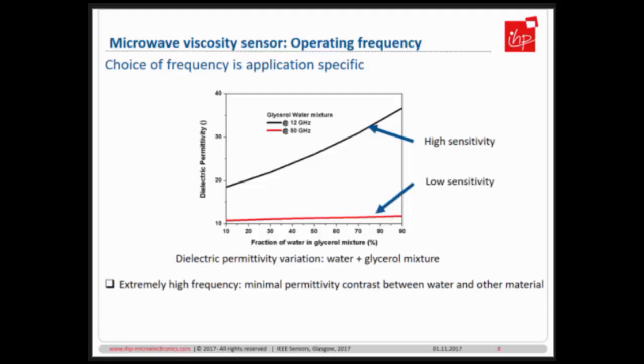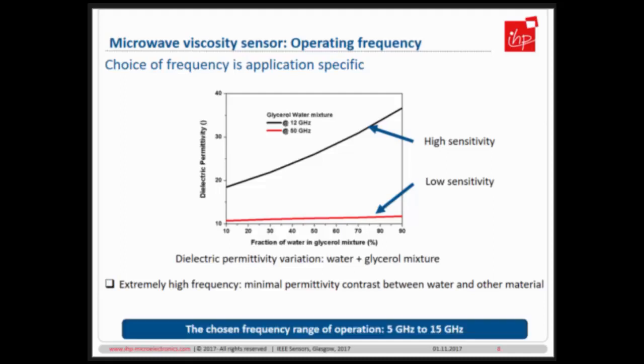So there's a high contrast between the two permittivities, and that's why the sensitivity is very high. On the other hand, if you're trying to do that at 60 gigahertz, for example, or 50 gigahertz, at this frequency the permittivity of water tends more towards 10, so the contrast is not too high, and you have a very low sensitivity. That's the reason we chose our high frequency, or microwave, CMOS sensors to operate in the range of 5 gigahertz to 15 gigahertz.